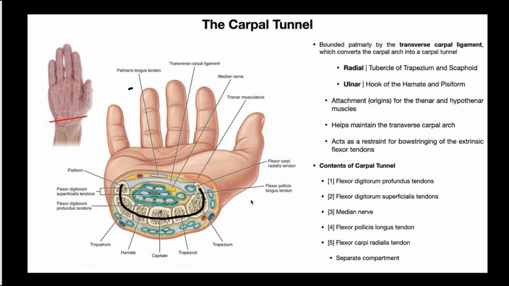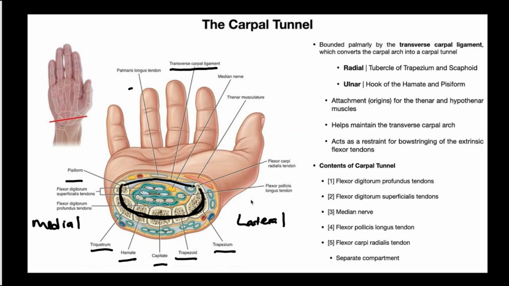The carpal arc is made by carpal bones from lateral to medial. You have the trapezium, the trapezoid, capitate, hamate, triquetrum, and the pisiform. So this is the carpal arc. It is made by these carpal bones. And then what transforms the carpal arc into the carpal tunnel is this ligament here. This ligament is what we call the transverse carpal ligament. So this is the carpal tunnel.